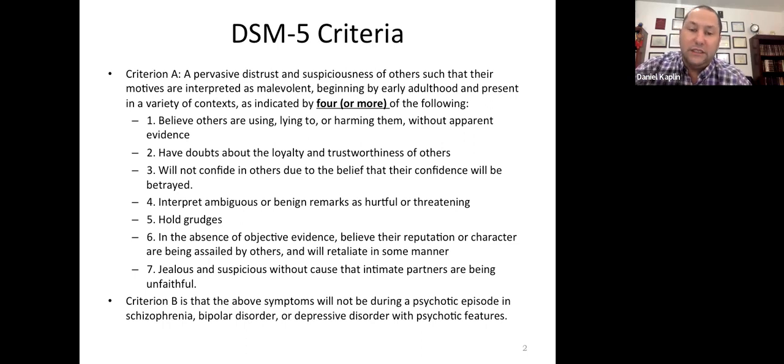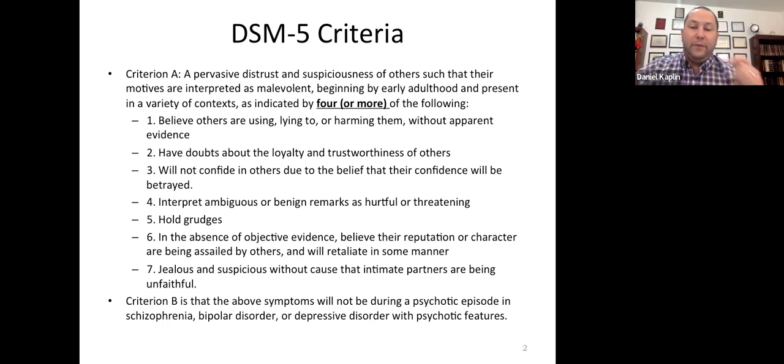They hold grudges. They believe that their reputation or character is being attacked by others, even if there is no evidence for such, and will retaliate based on that. And this jealousy or suspiciousness can occur in the form of thinking that a romantic partner is unfaithful. Now, you don't need all 7 of these. All you need is 4 out of 7.